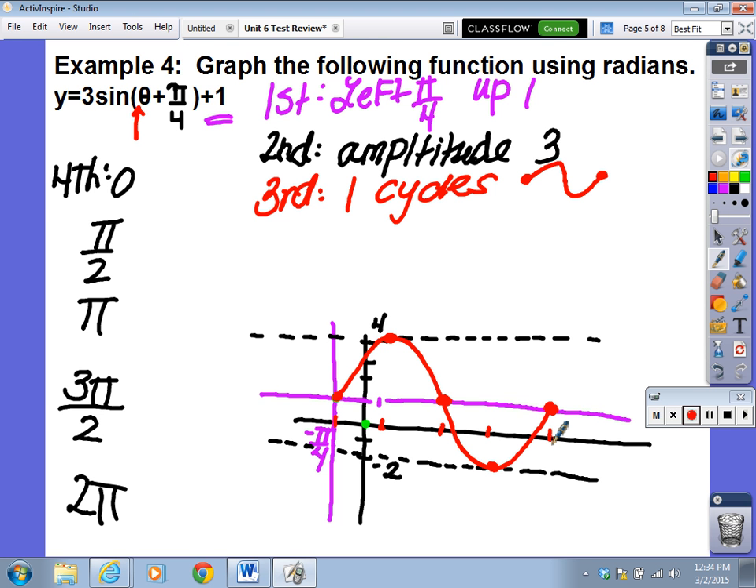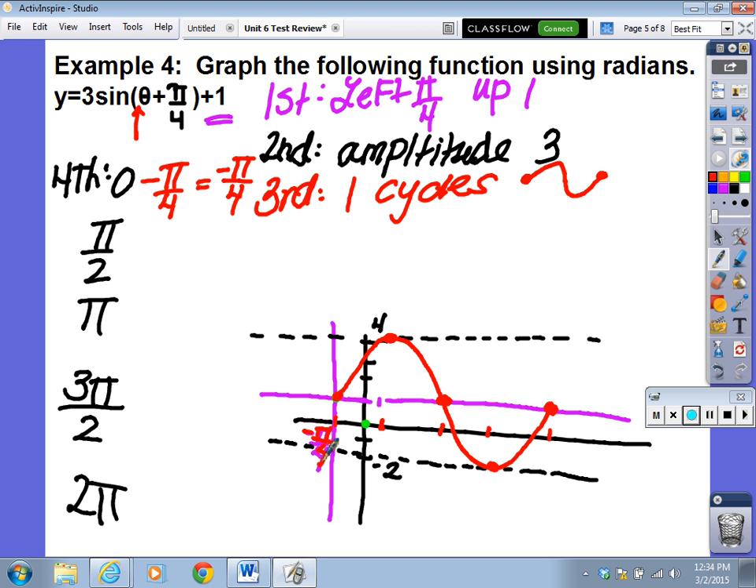So now remember, they used to stop at 0, pi halves, pi, 3 pi halves, and 2 pi. We're shifting them back by pi fourths, so we'll just subtract pi fourths from all of those. So our first stopping point will be negative pi fourths, which we already have.